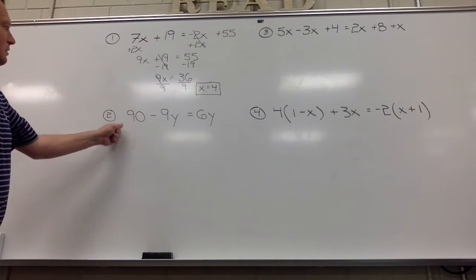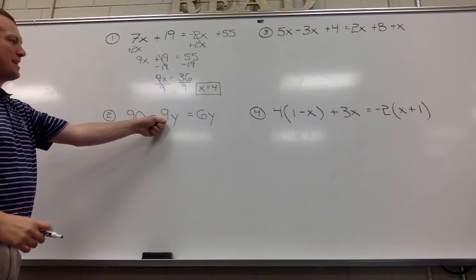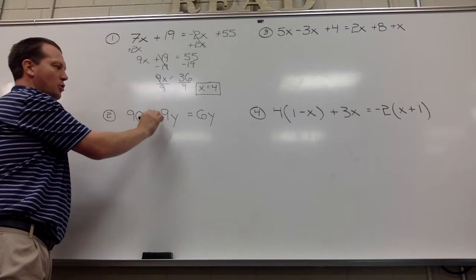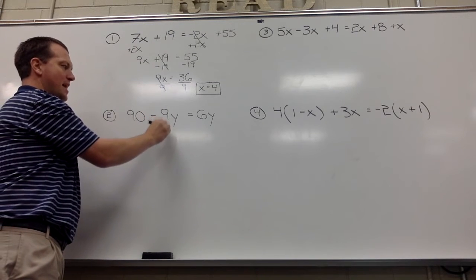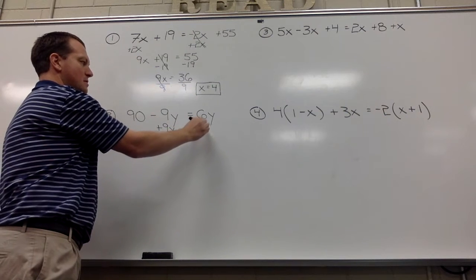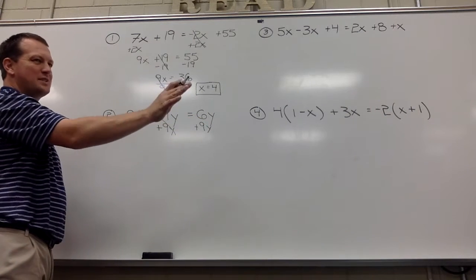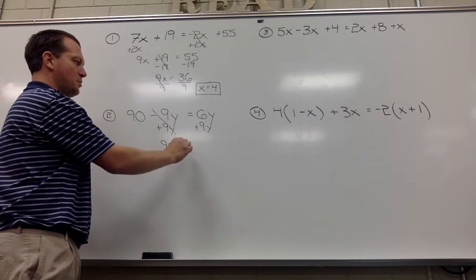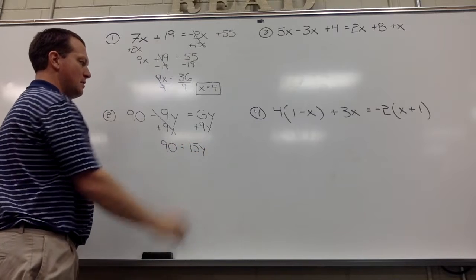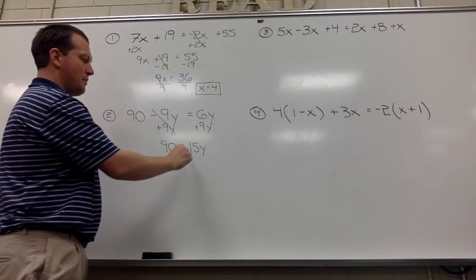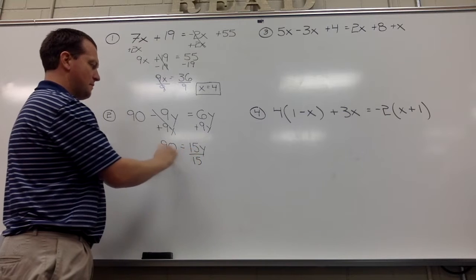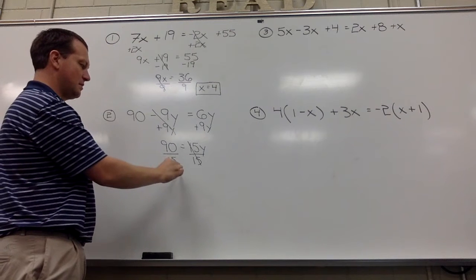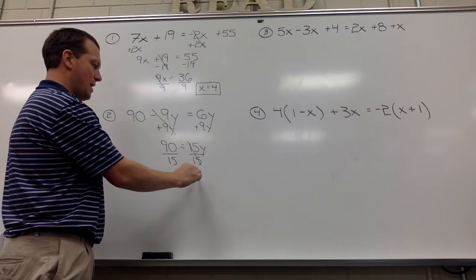Good. Example 2. We've got 90 minus 9y equals 6y. We're going to move the smaller, the colder, negative 9y over by adding 9y to both sides. Negative 9 plus 9, y is our adios on the left side. We're left with 90 equals 6 plus 9, 15y. Doesn't matter that the y is over here on the right side. We can undo multiplying by 15 with dividing both sides by 15. 90 divided by 15 is 6. That'll equal y.